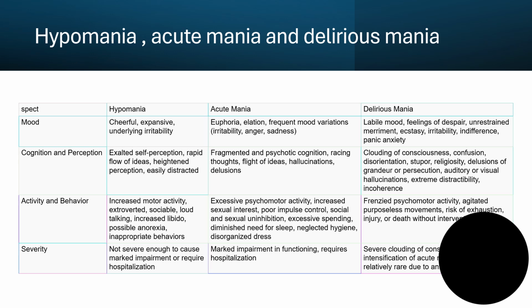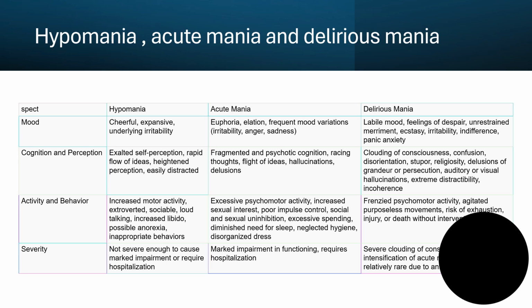So in this next slide, we will talk about the difference between hypomania, acute mania, and delirious mania. The biggest difference between hypomania and acute mania is psychosis. In hypomania, there is no psychosis. In acute mania, there is psychosis. Psychosis means the person is not aware of reality. They are not aware of the surroundings. So in acute mania, they have hallucinations and delusions. But in hypomania, there is no hallucination and delusion.